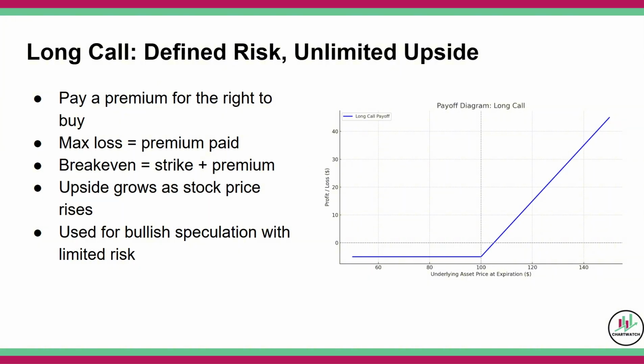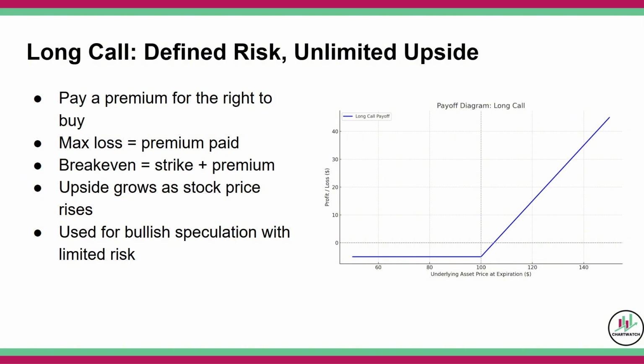So, long call. Let's start with one of the most common option trades, which is the long call. A long call is a bullish position. When you buy a call, you're paying a premium for the right to buy the underlying asset at a specific price, called the strike price, before expiration. Example: suppose a stock is trading at $100.